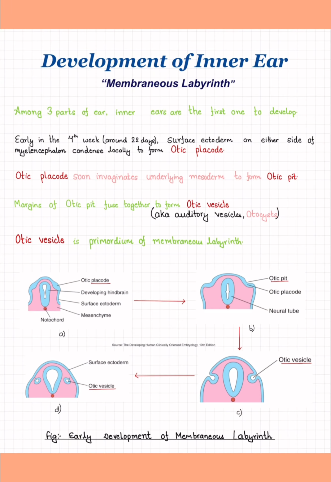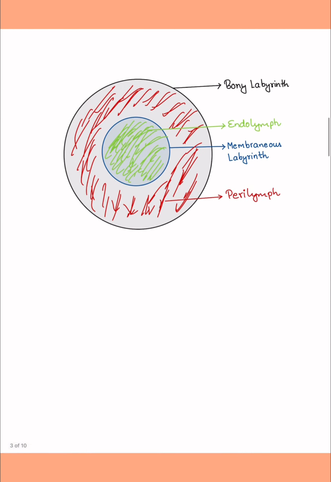Hello everyone. Today we will be learning about development of inner ear. Inner ear is also known as labyrinth. Now, before moving into the development, we need to have basic concept of the anatomy of inner ear. In inner ear, we have two structures: membranous labyrinth, which lies in the inner aspect, and the bony labyrinth, which lies in the outer aspect.